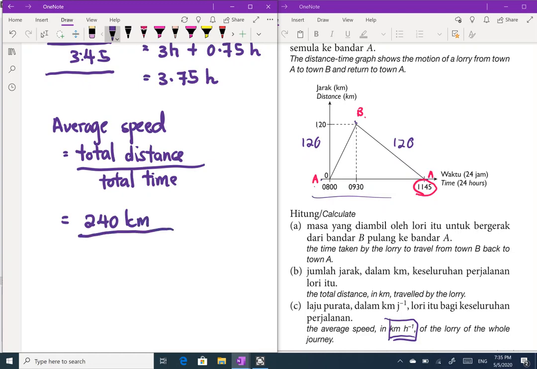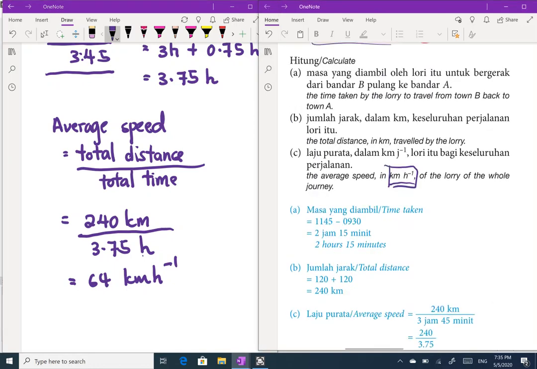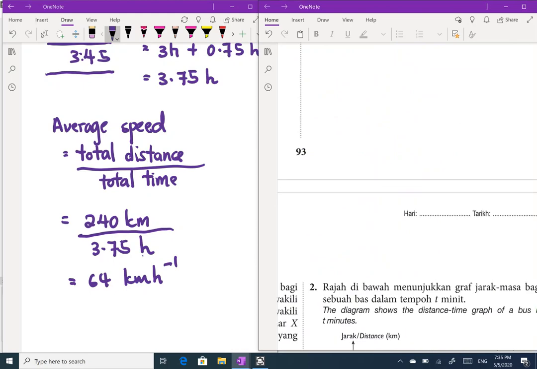Total time in hours is 3.75 hours. So you get 64 kilometers per hour. Is this one below? Bring it up, it's hash negative 1. Okay, now we go through problem solving.